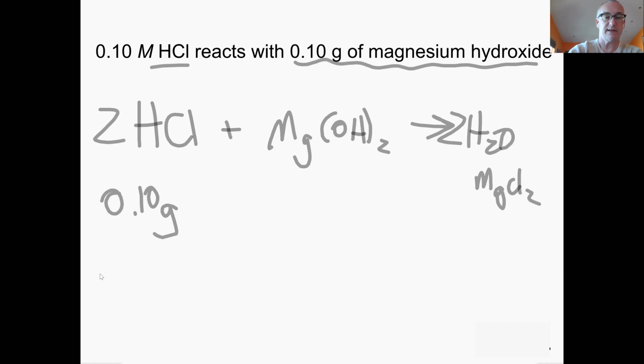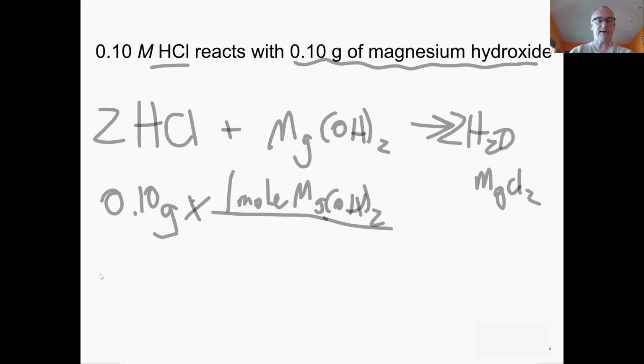So 0.10 grams times 1 mole over how many grams? Can anyone look that up for me real quick? I think it would be 58.33. Okay, I'll take your word for it. That was one of the things on the test you can use the internet for. I do not care if you calculate the molecular mass of magnesium hydroxide or you just look it up. I personally just look it up, so it saves you a lot of time and keeps you from making silly numerical mistakes.